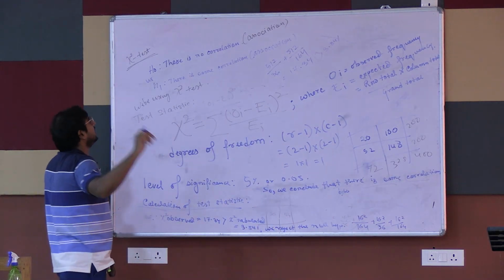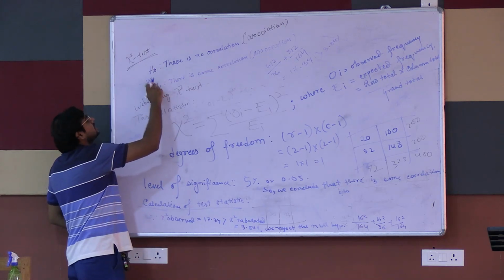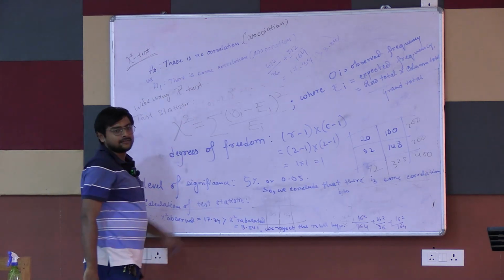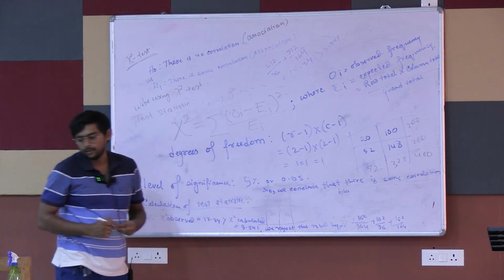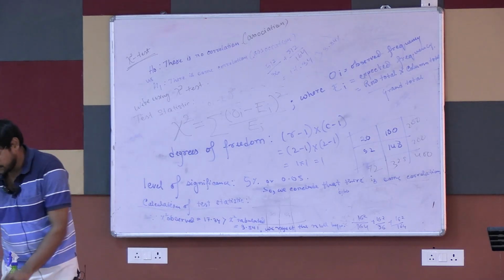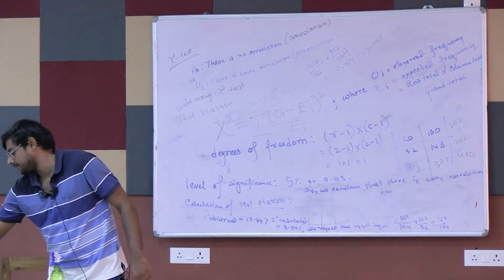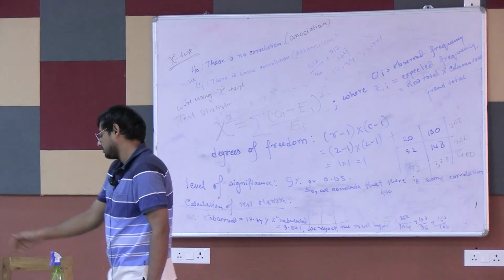Also, another thing: for the chi-square test there is no right tail or left tail, it's only one type. It is always positive, chi-square is never negative. That is one thing. So, proportion.